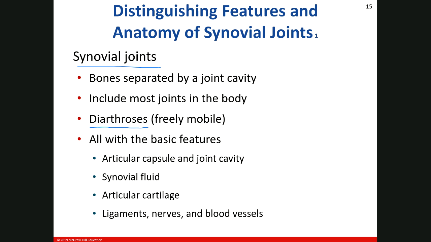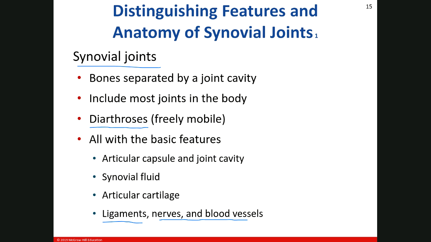Along with that, remember, on our long bones, at the ends of the bones, you will have articular cartilage, which is what kind of cartilage? Out of the three cartilage types, what's articular cartilage? What's the most numerous type of cartilage in your body? The hyaline cartilage. So articular cartilage is just what we call hyaline cartilage on your long bones. In addition to all that, we also have our ligaments, which hold the bones together. And of course, we're going to have nerves and blood vessels there. So these are all common characteristics or basic features of a synovial joint.